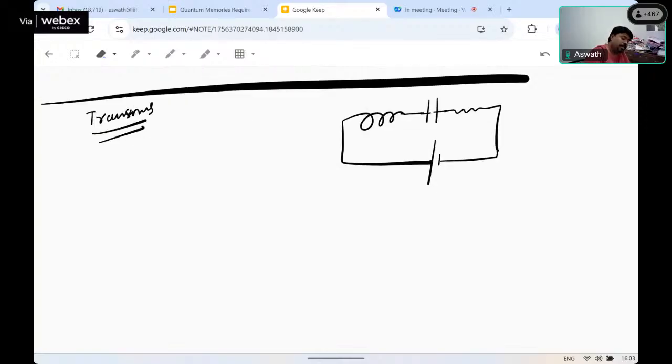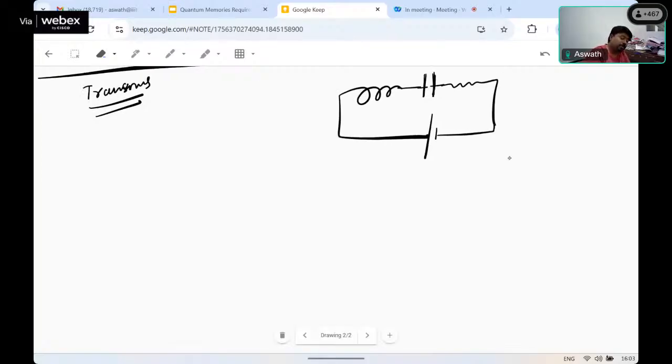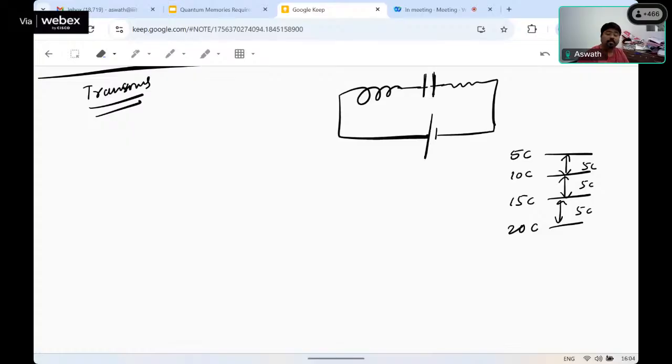What happens is the capacitor can get charged up in various fashions. Let's say it can charge between 5 coulomb, 10 coulomb, 15 coulomb, and 20 coulomb. So there is some kind of quantum states that exist for charging of a capacitor. You see between each state, the separation is always fixed: 5 coulomb separation, 5 coulomb separation, 5 coulomb separation.